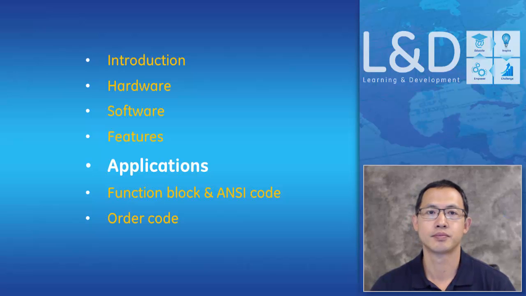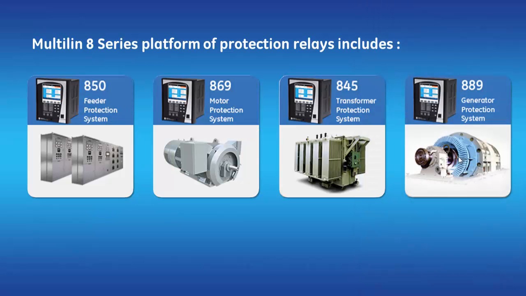Applications. The Multilin 8 series platform of protection relays includes the 850 feeder protection system, 869 motor protection system, 845 transformer protection system, and 889 generator protection system.